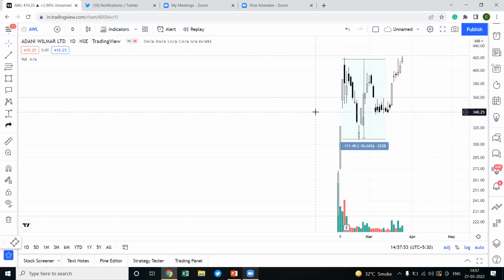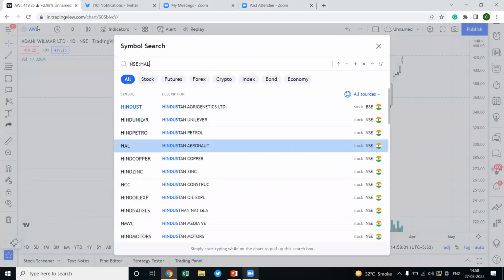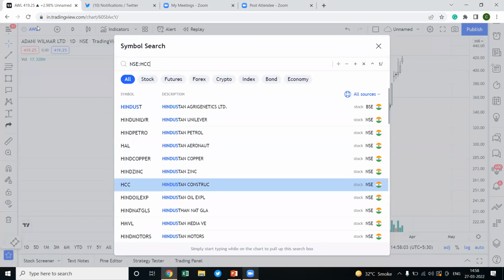So Archit, we were covering HUL. Yeah, sorry, sir. And with that, will you mind if you cover Gujarat Gas, seeing the weekly RSI? Yeah, done. Just a second. HUL.